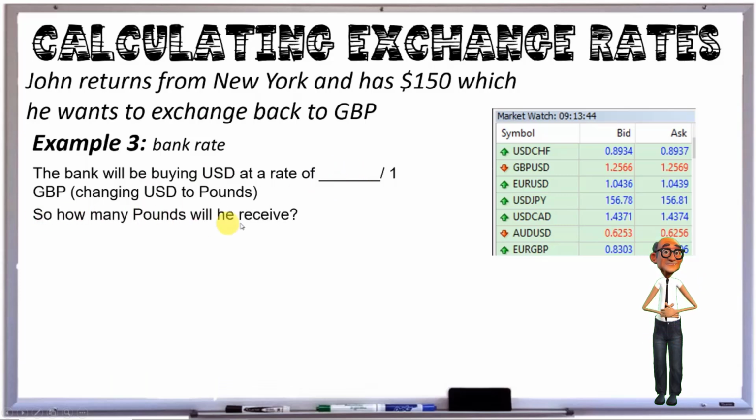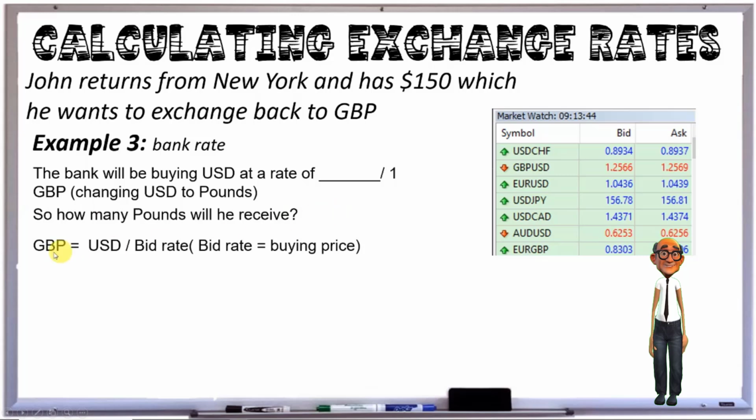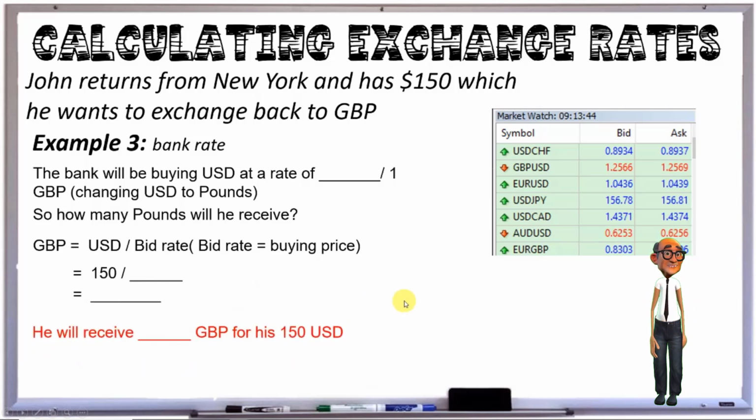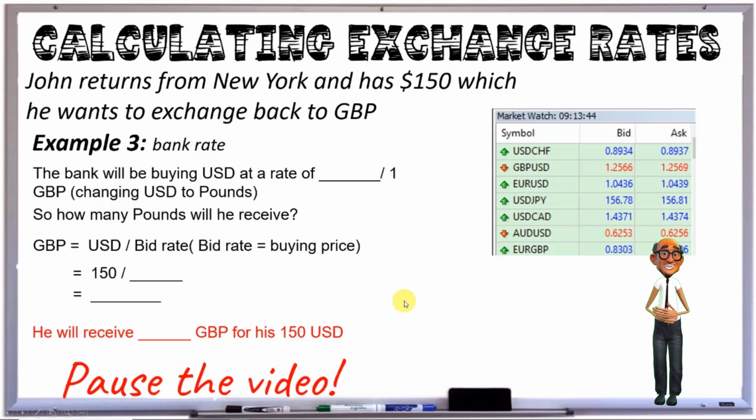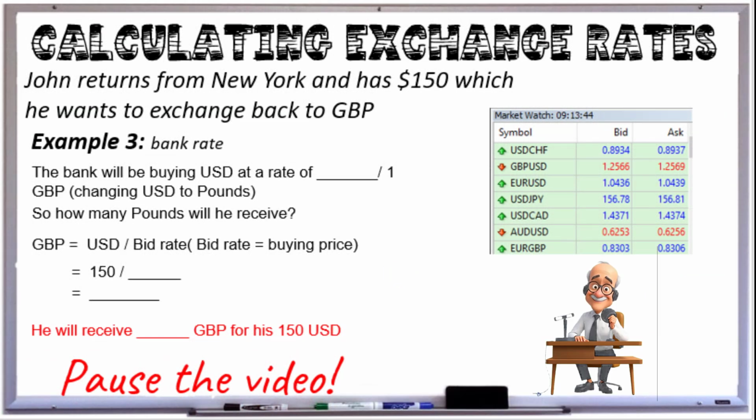So how many pounds will he receive? Right, then with the formula, how to calculate it. Fill in the amount and divide it and get the correct answer over there, and of course the correct answer over here. Now at this stage, once again, pause the video, do your calculations, and in the next slide we'll be checking to see if you have done it correctly. Hey, you must pause the video.